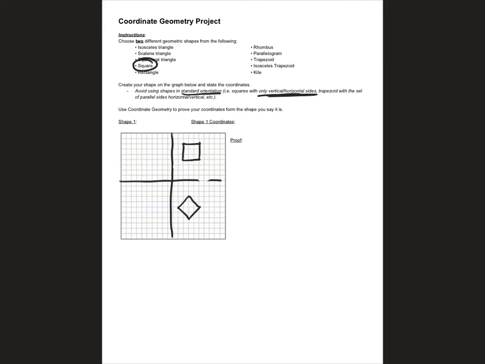Okay, so on the front, pick a shape and then write its coordinates and then prove that it's that shape. And on the back, do the same exact thing with a different shape. Cool? All right, email me with any questions. Let me know.